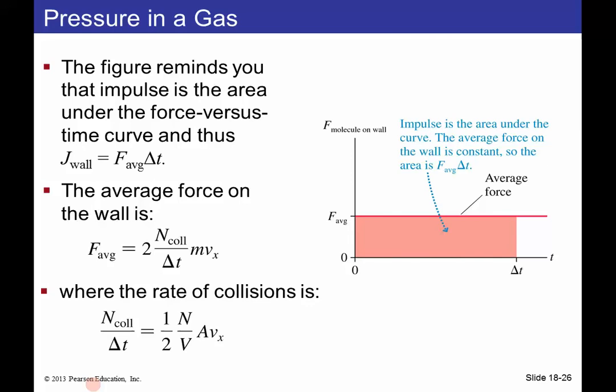So now, let's see how we relate that to the force, right? Remember from General Physics 1, the impulse is equal to F times delta t, right? That is the impulse. Now, the average force on the wall would be equal to 2 times the rate of collisions, the number of collisions per unit time, times the momentum of each particle. How do we get this?